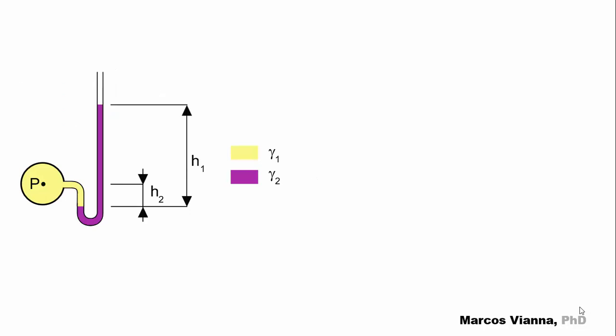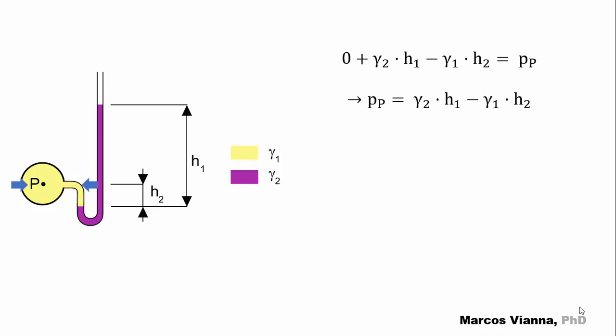It may be interesting to use different immiscible liquids in our liquid manometers. For example, we use mercury to measure great pressures because its high specific weight leads to smaller liquid columns in the manometer. In the case of this manometer, starting from the free surface, we can write 0 plus gamma 2 H1 minus gamma 1 H2 equals P at P. So, P at P equals gamma 2 times H1 minus gamma 1 times H2.